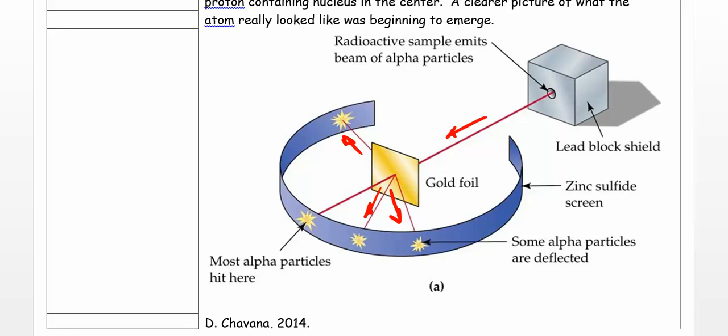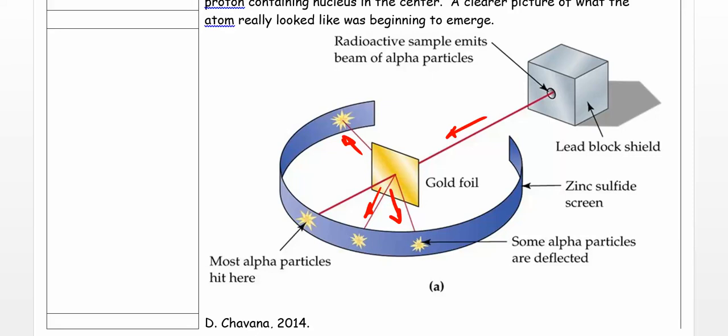So how is it possible, if the atom was only composed of electrons embedded throughout the atom like plums in a plum pudding, that there was this tremendous deflection? There was a tremendous deflection.